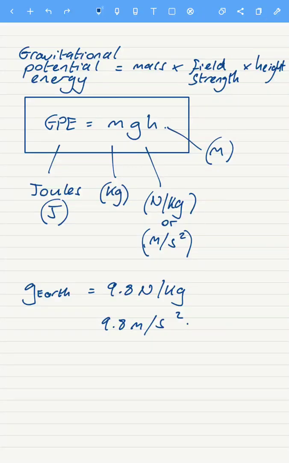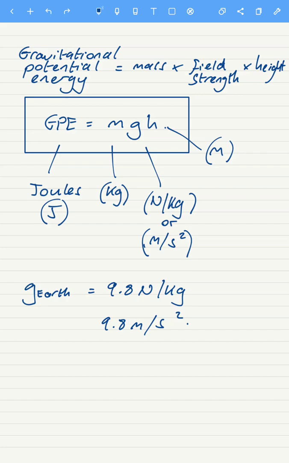Hi there, this is just a video on equation practice for gravitational potential energy. So what I thought I'd do is have the equation at the top. Gravitational potential energy is equal to mass times the gravitational field strength, multiplied by the height. So in shorthand, it's just GPE equals mgh. The units are below if you want them.